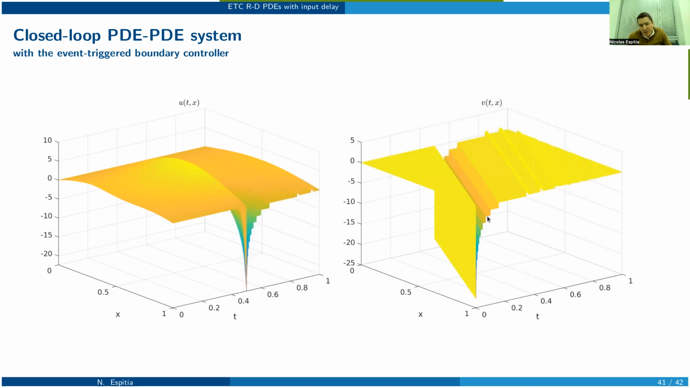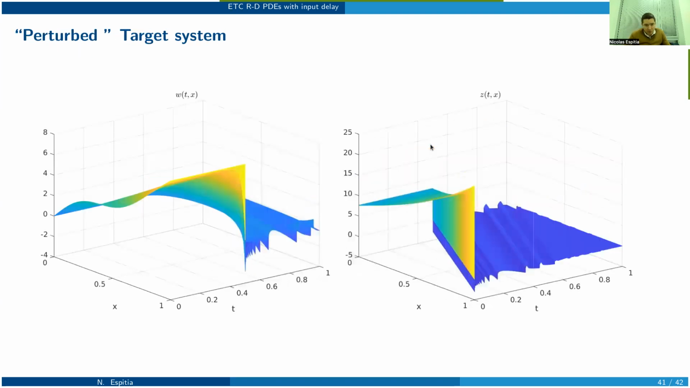So notice here that we have piecewise constant signals. We can see the discontinuities propagating through the spatial domain. The signals reach the boundary condition of the heat equation, and then we can guarantee that even though we are dealing with errors, we obtain the global exponential stability of the closed loop system.